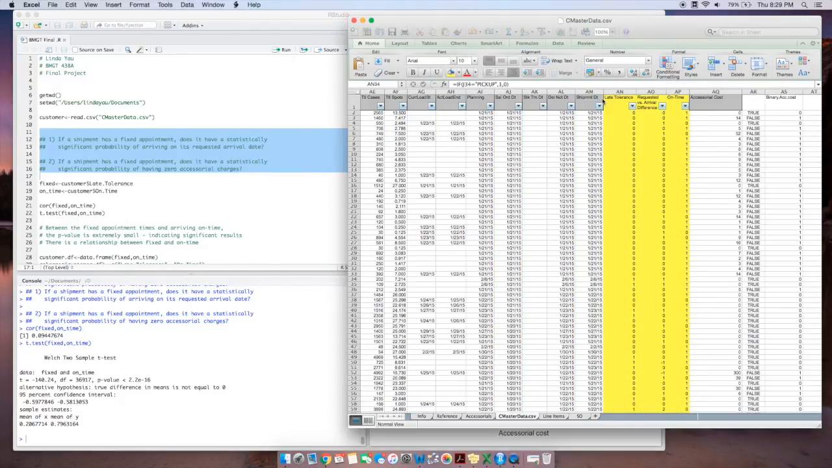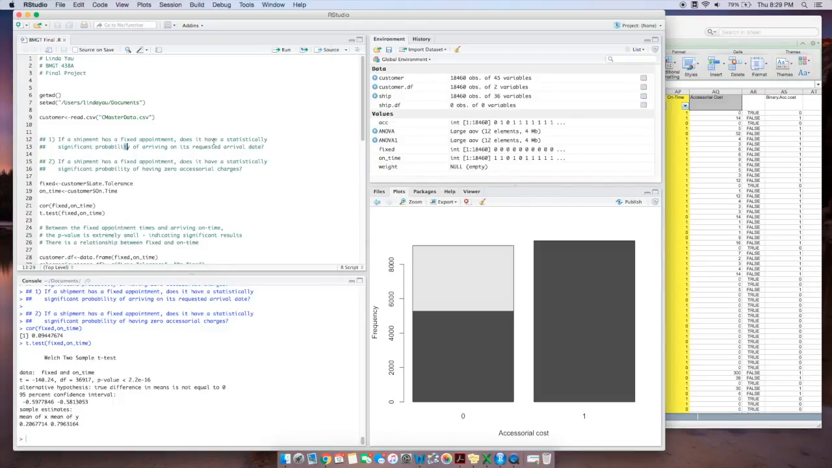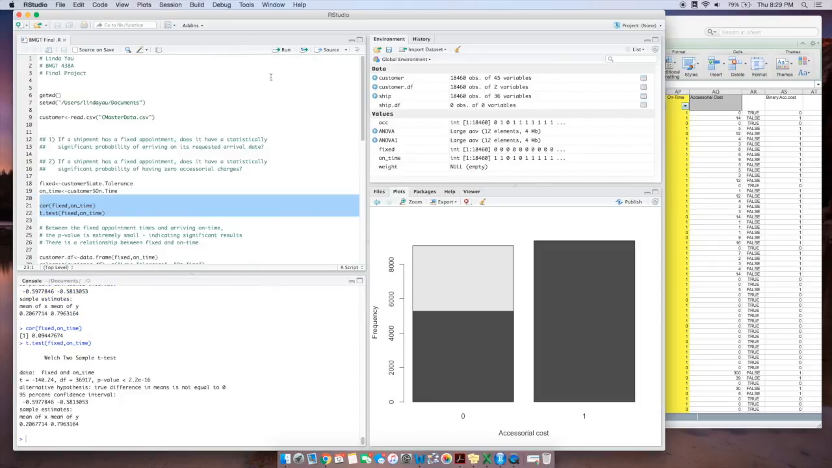Looking at our data, the first two columns that stand out are late tolerance and on time, which will help us solve the first question. Those are the first two that I renamed here, fixed and on time. The first thing I want to do is check correlation as well as conduct a t-test on our two columns.